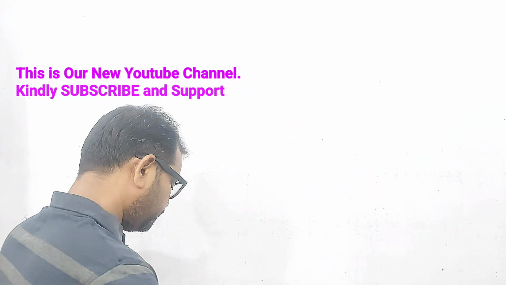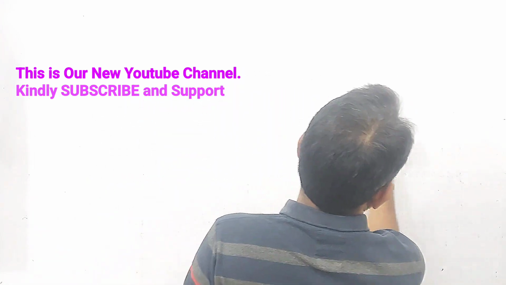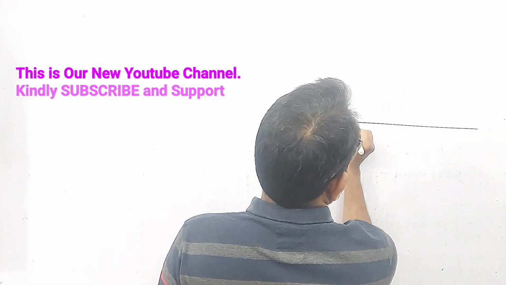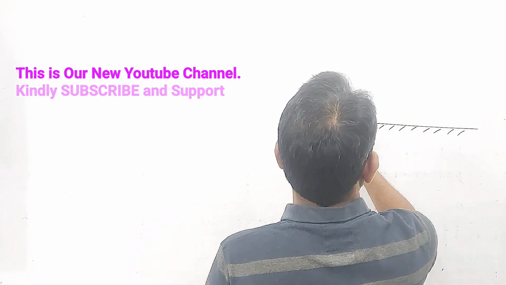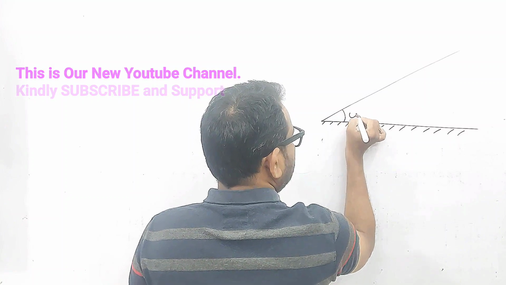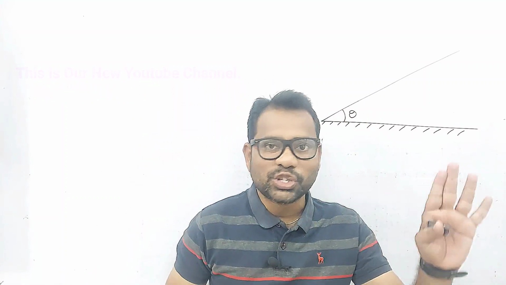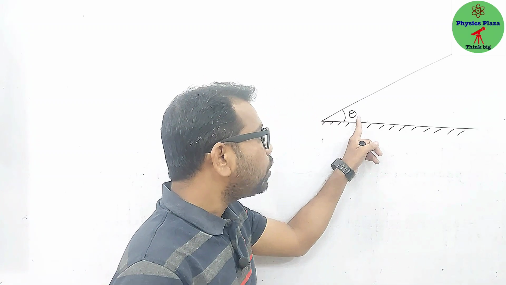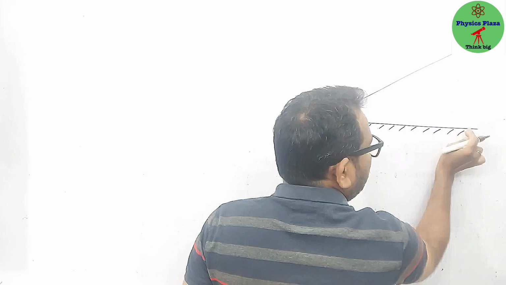So look here. Here is a horizontal, and here there is an inclined plane such that theta is the angle of inclination. Try to understand, it is not the angle of projection, it is the angle of inclination. So this is the inclined plane and the horizontal plane.